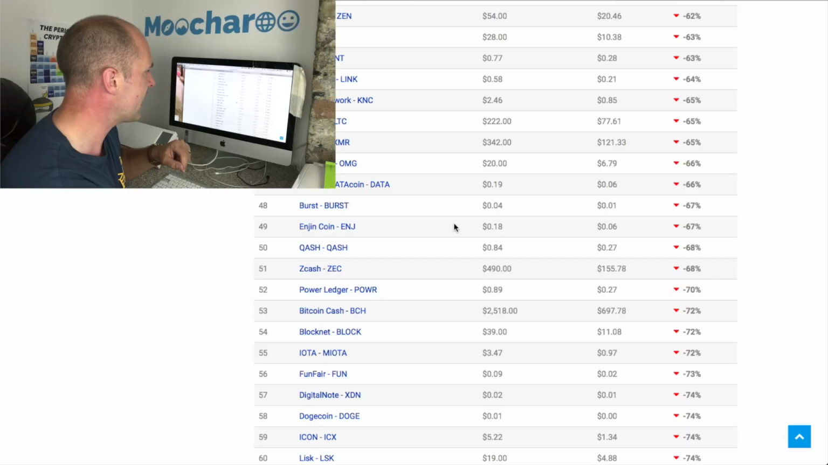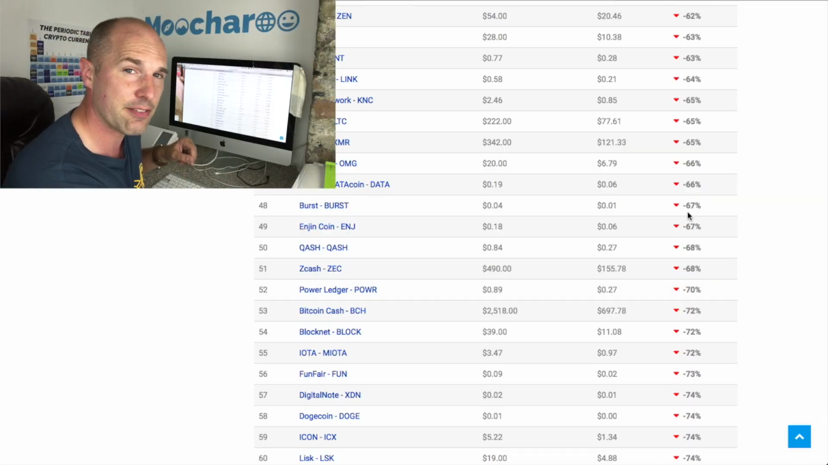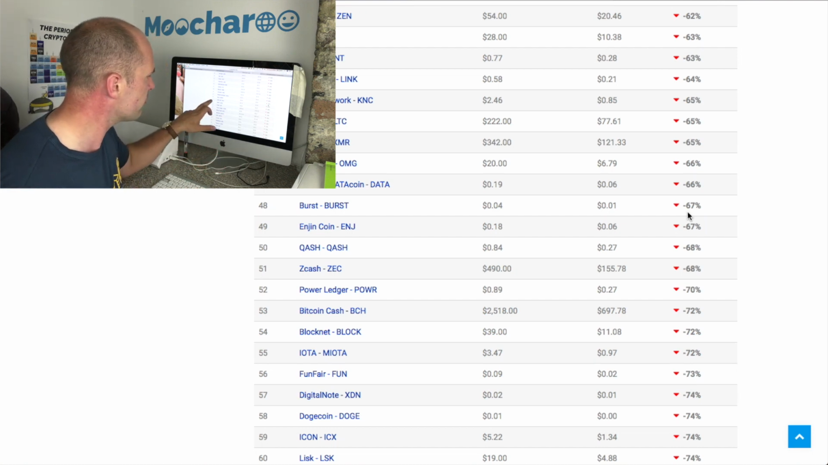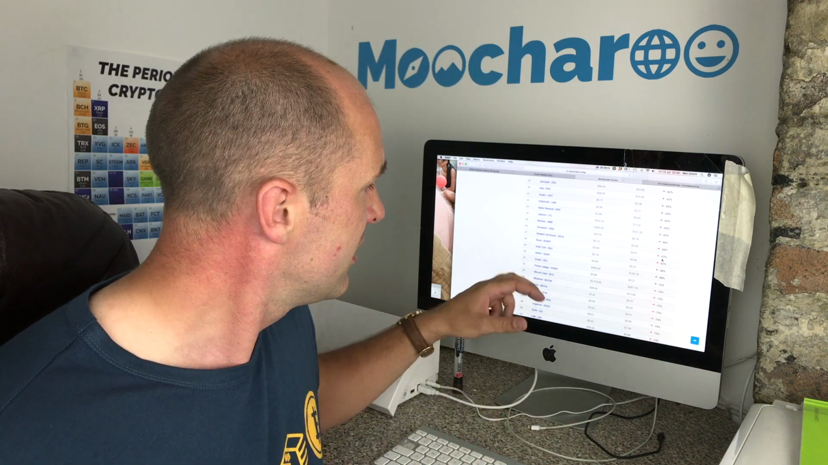As we scroll down to the center here, we can see that Burst and Engine Coin are both on minus 67%. So they are around the average point, and they're at sort of 48 and 49 position here in the chart. Remember, there's 118 coins. So that means that more coins are below average.